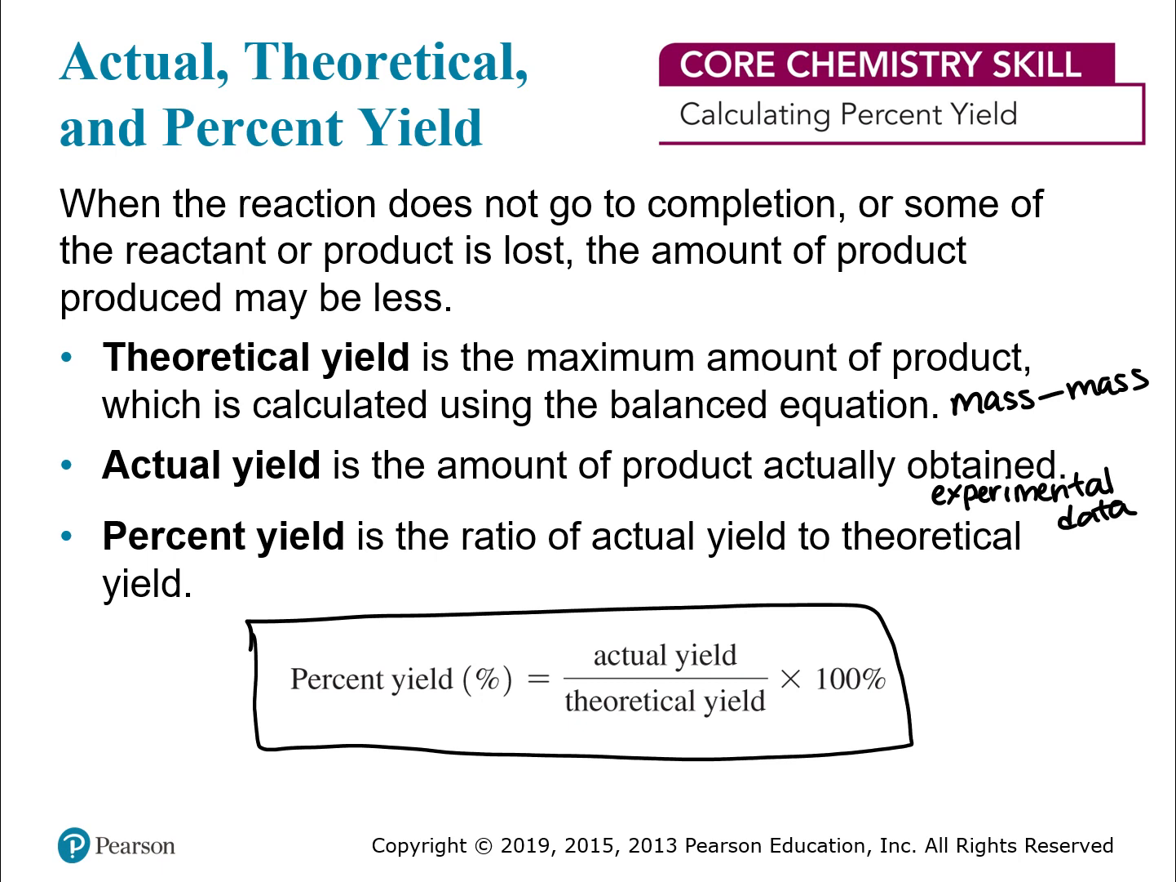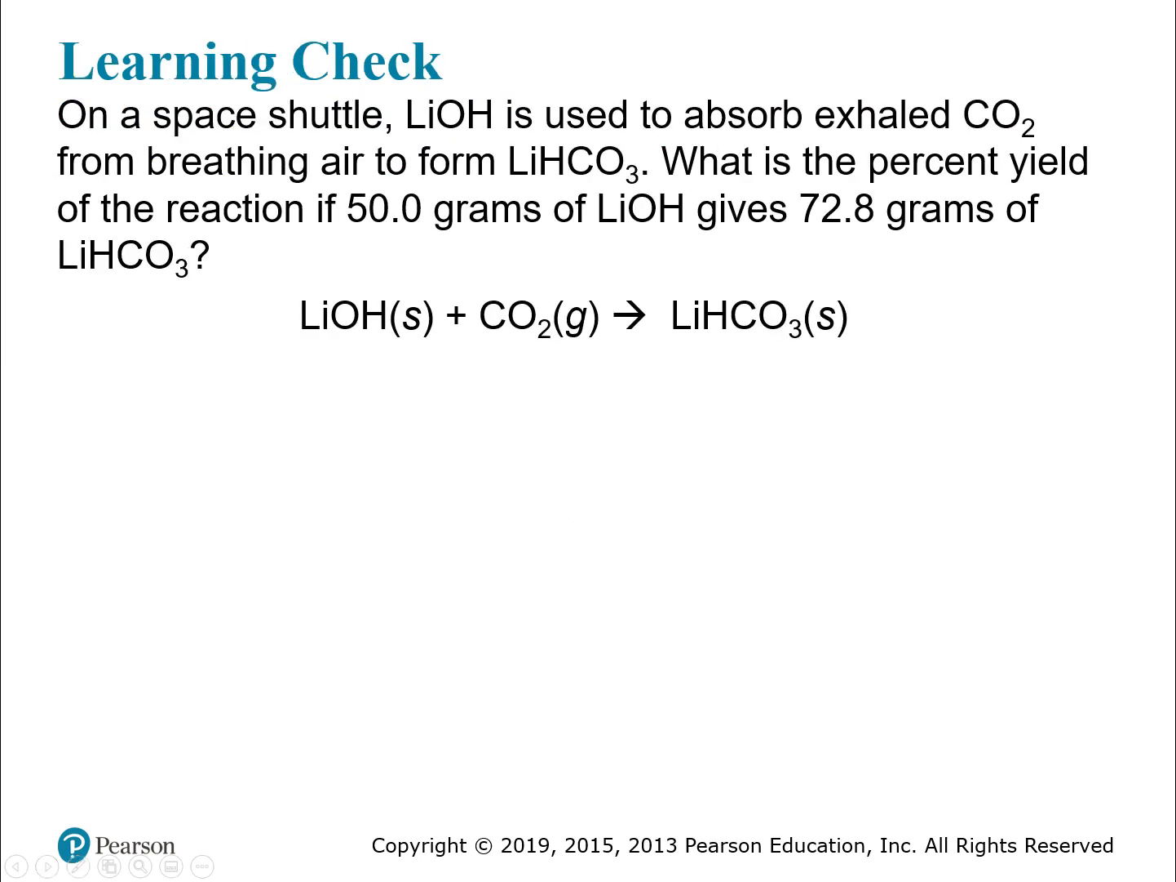We can take this concept and combine it with the mass-to-mass question. So you can be told what the actual yield is, how much reactant you started with, and you can do the calculation to figure out the theoretical yield and use that in your calculation of the percent yield. So that's what we're going to do next. We're on a space shuttle. Lithium hydroxide absorbs carbon dioxide and it forms lithium bicarbonate. What's the percent yield of the reaction?